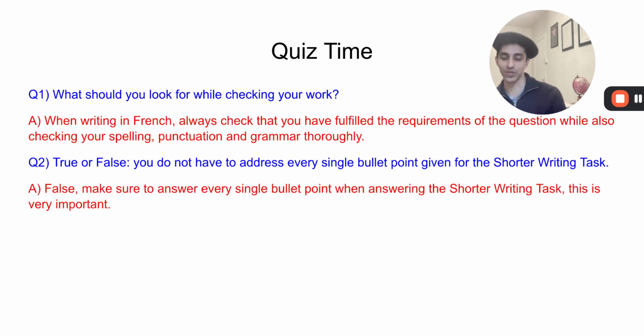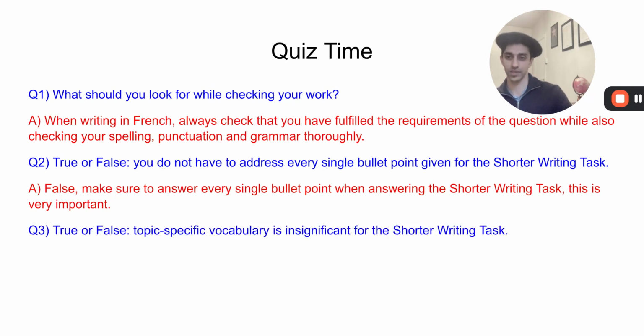Of course, you do have to make sure to answer every single bullet point when answering the shorter writing task. And this is very important because there are marks in the mark scheme for that specifically. So if you've got 4 bullet points, that doesn't mean that you can simply choose 2 or 3 and write only about those. You have to write about every single one, and roughly equally as well.